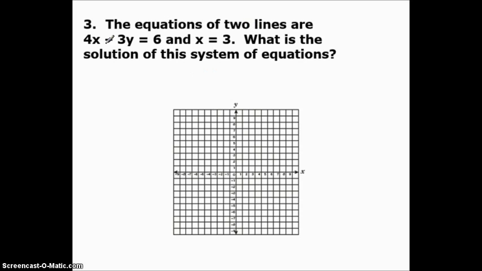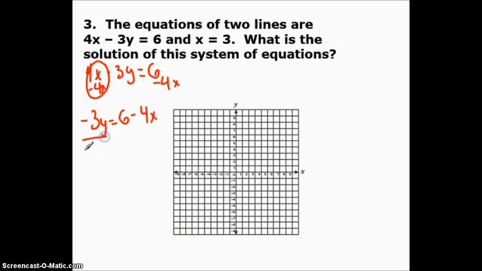The equations of two lines are 4x minus 3y equals 6 and x equals 3. Again, it's not in y format, so I'm going to solve for y. I'll remove the x term by subtracting. So I get negative 3y equals 6 minus 4x. Divide by negative 3. Now y equals negative 2 plus 4/3 x. Now x equals 3 is done. It's just x equals 3. So negative 2 is where I begin.